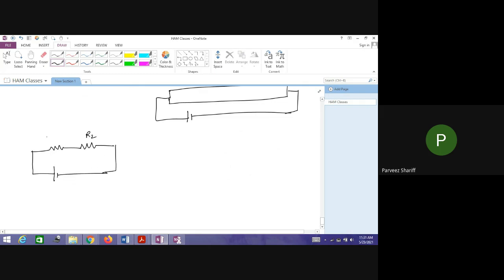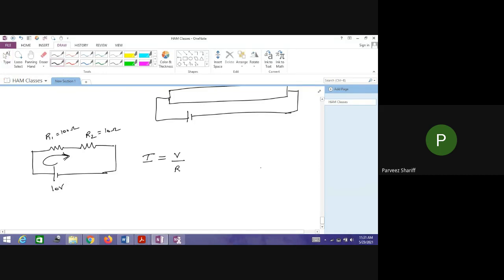This is R2, this is R1, this is 100 ohms, this is 10 ohms, and this is 10 volts. Now the question is, we have to find what is the current which is flowing in the circuit. To find the current, we have to use Ohm's law: I is equal to V by R. You should remember this equation.